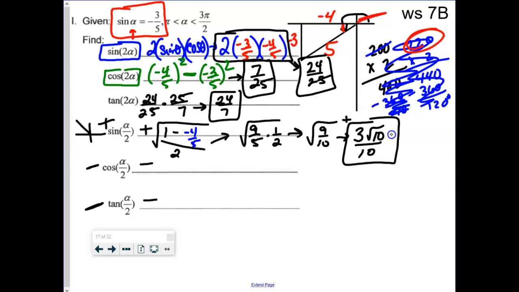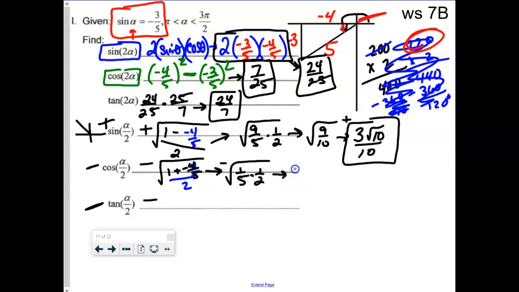Now, the cosine formula for half angle looks very similar, but this time we determined it's got a negative in front of it, so keep that in mind. And you got a square root of 1 plus the cosine, so 1 plus negative 4/5. That says 4/5, and then divided by 2. So this, all right, don't fail me now, 4th grade math. 5/5 minus 4/5 is 1/5, right? So you got the square root of 1/5 divided by 2 is like a multiply by 1/2 again.